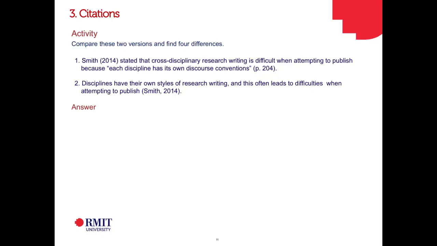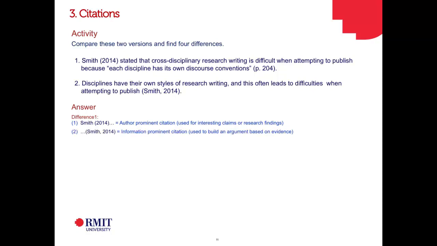As you can see, sentence one is written to place the author in a position of prominence. We put the author first when we want to emphasise that they've offered something significant in relationship to our research or the research of others. Sentence two has the author at the end of the sentence and the information in a prominent position. The writer is using Smith to build an argument based on the evidence.